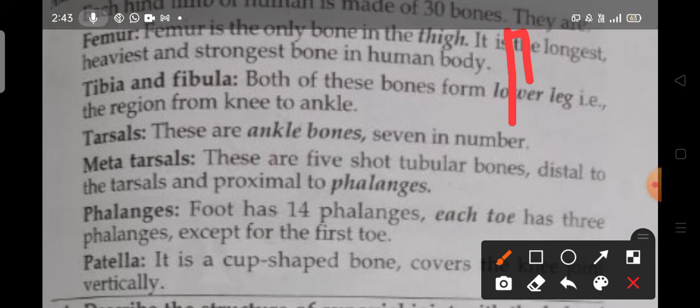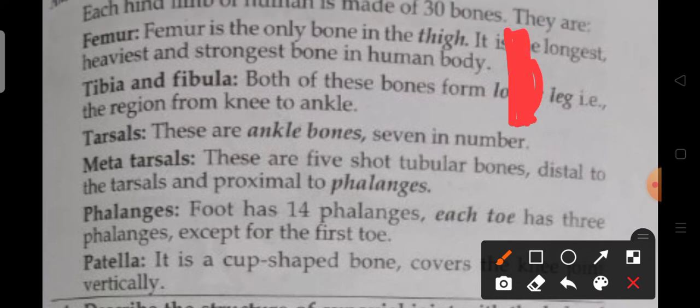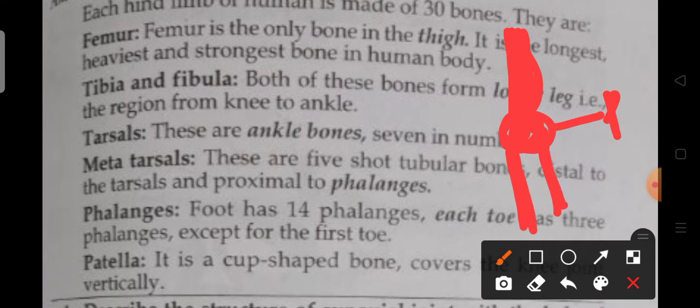Okay, this is the femur. This is the patella, the kneecap. Next, the fibula. The tibia is the longest, and the fibula is the smallest bone. Next, the tarsals, 7 in number.